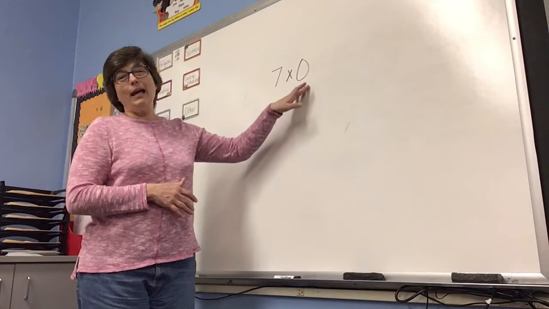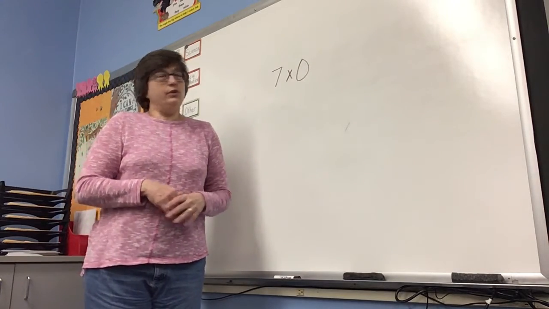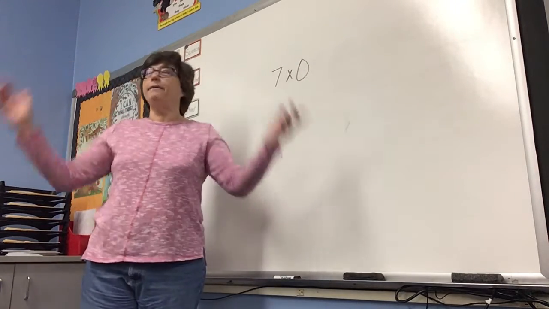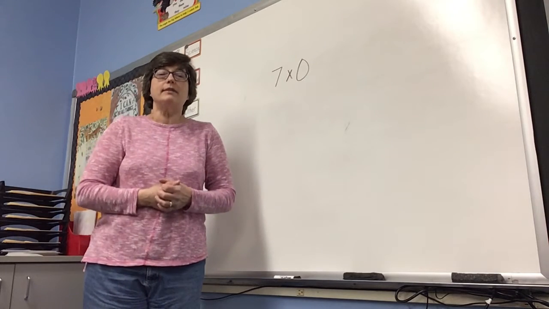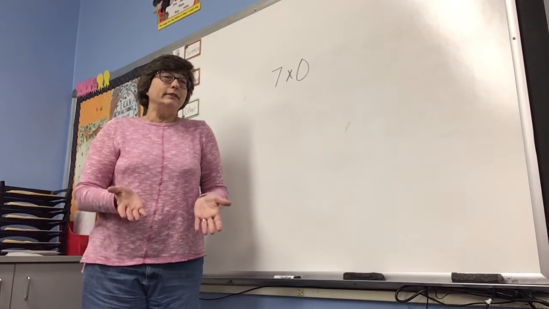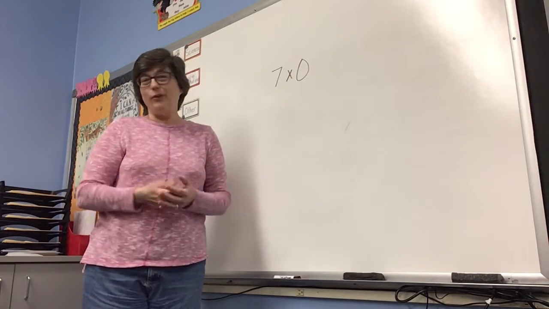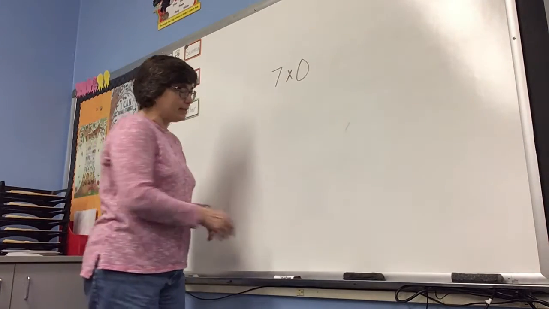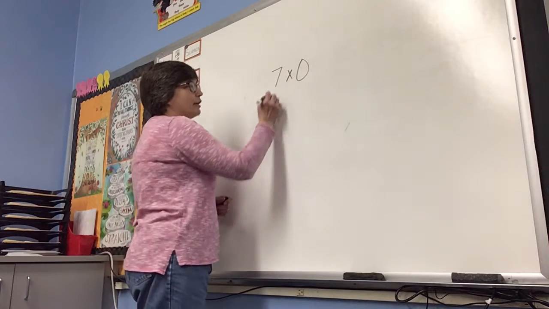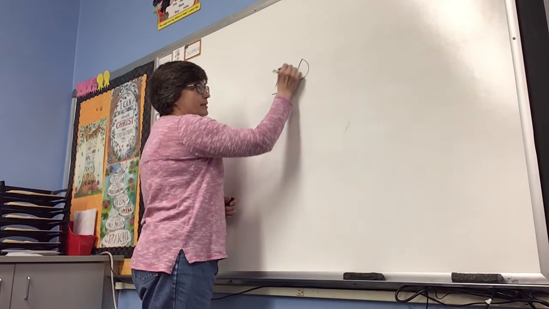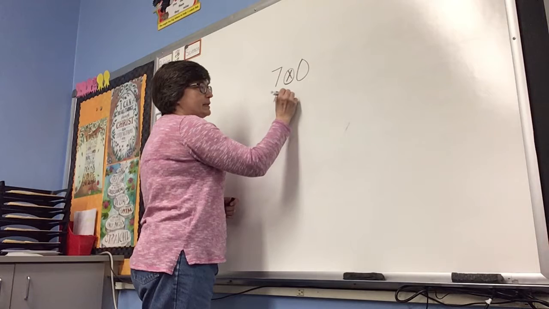So anything times zero. Any number, it could be 1,575,000 times zero. The answer is what? Yes, Rylan, what is it? Zero. Anything times zero, because what it's saying is there are 7, and remember this means groups of 0.